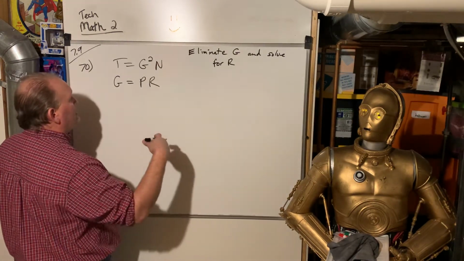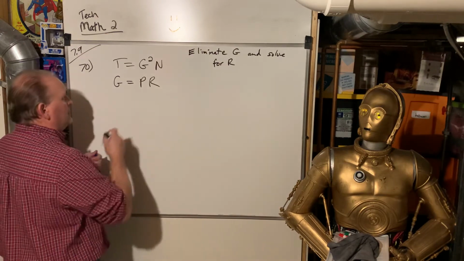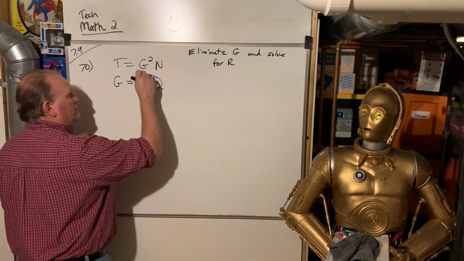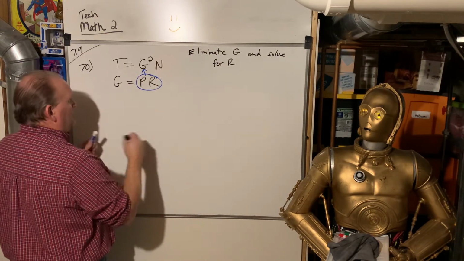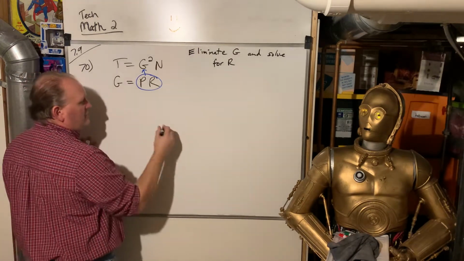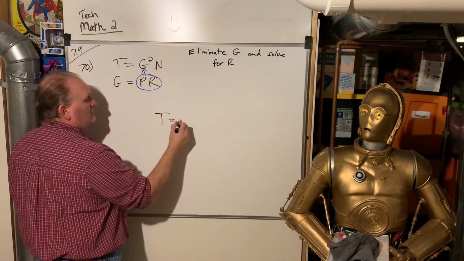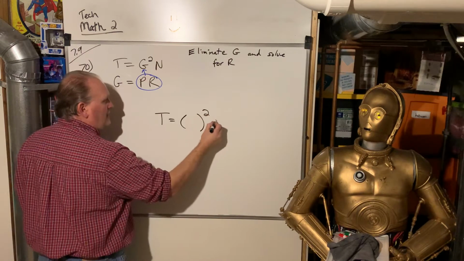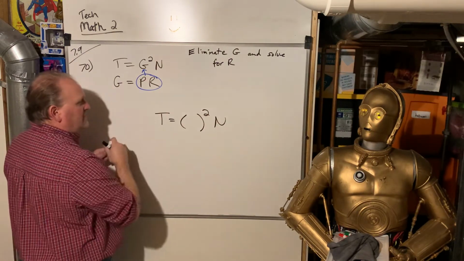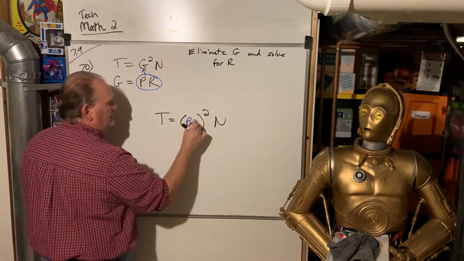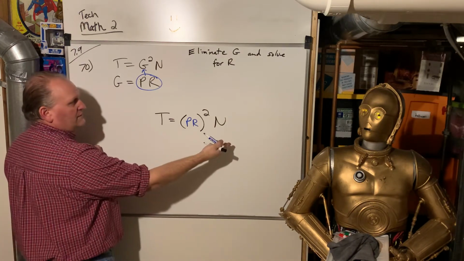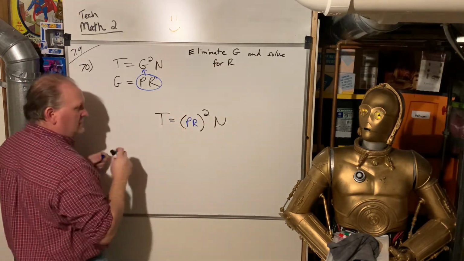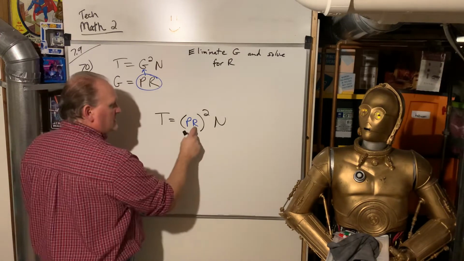So how do we eliminate G? Well, you just take G right here and sub it in up there. And so you're eliminating through substitution. So T is equal to, instead of G squared N, we put in that PR. And look, no more G. So we have eliminated G. We did what they said. And now they want us to solve for R.